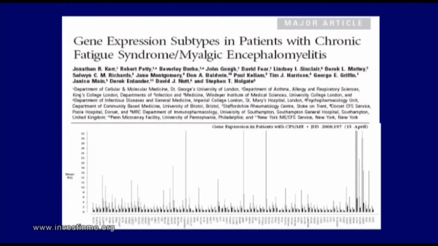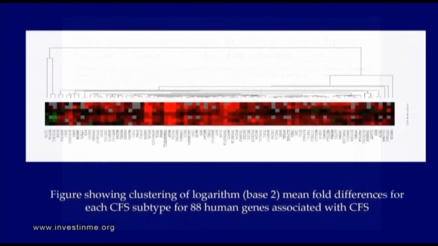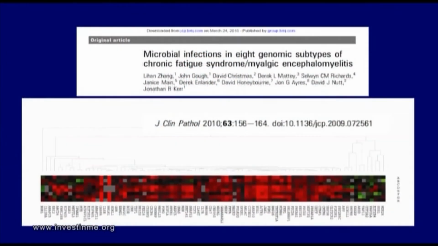Well, these are the 88 genes that we found occurred at abnormal levels in CFS. And when you cluster these, you get these subtypes, and they have significantly different gene expression levels within the main CFS group. And the interesting thing was that these had clinical differences. There were differences in their phenotype and levels of severity. And this was a study we did last year where we extended the numbers and found 8 subtypes instead of 7.